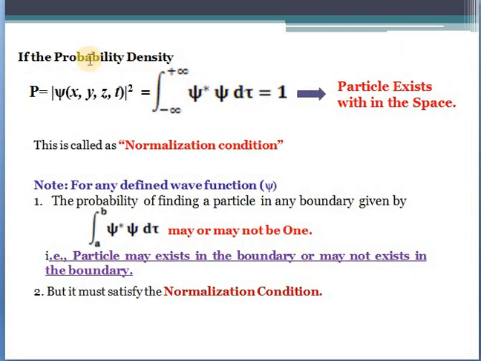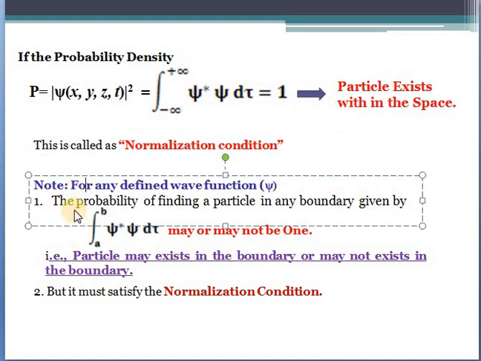But if the probability density within the whole space, that is the integral from minus infinity to plus infinity of psi star psi d tau, if you calculate that value, it should be 1. That means the particle exists within the space, and this is called the normalization condition.